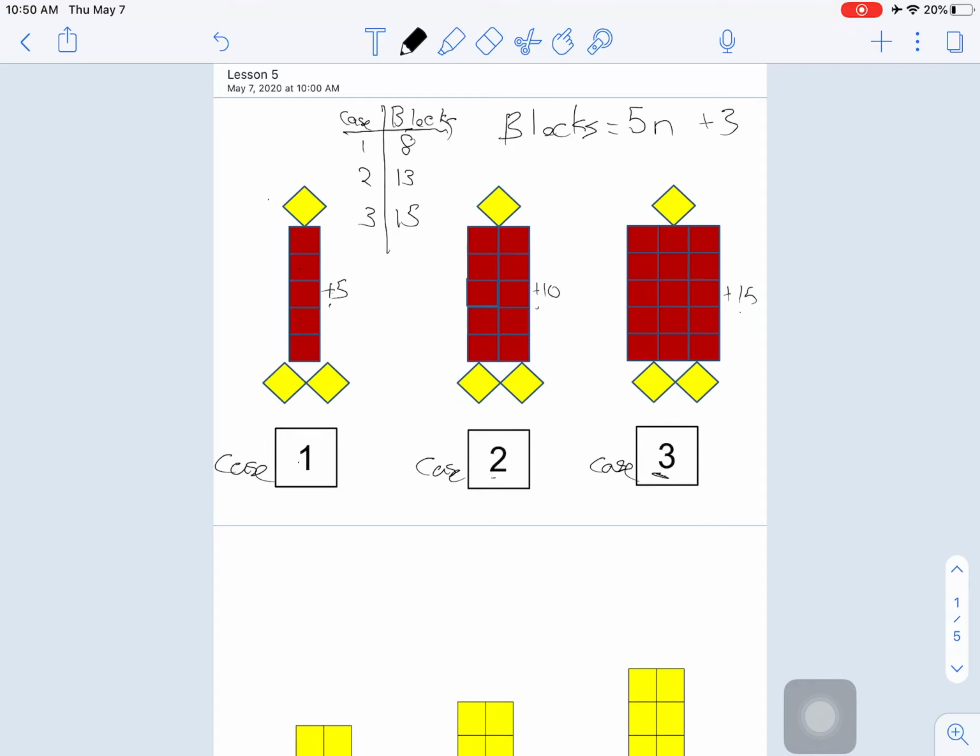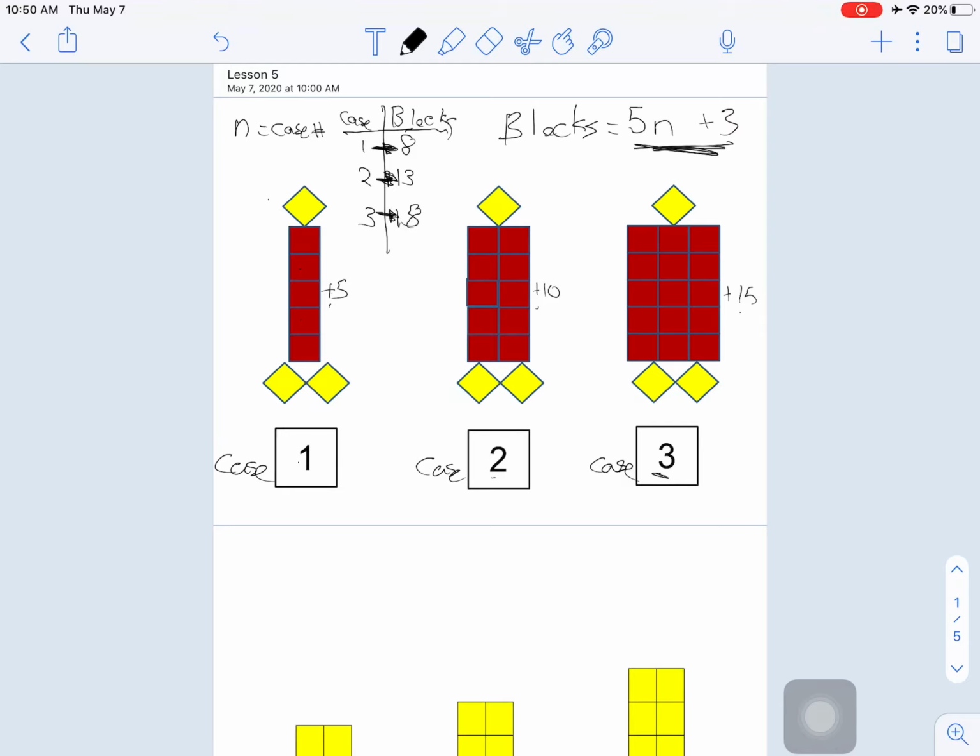Whoa, what is that n? What does that mean? Well, n just equals case number. N could be any case number: 1, 2, 3, 4, 5, or 100. It doesn't matter. But this formula is going to convert our cases into our blocks. That's what this formula is meant to be, right? So it's always going to convert our cases into our blocks.